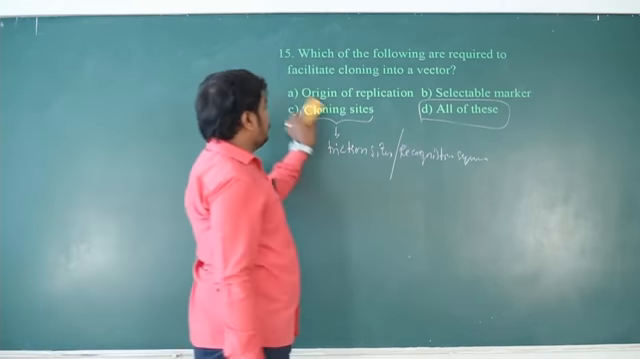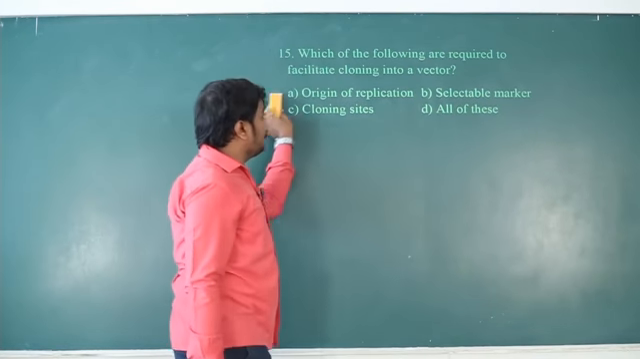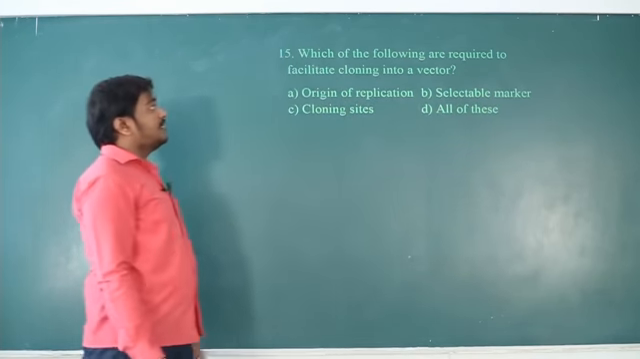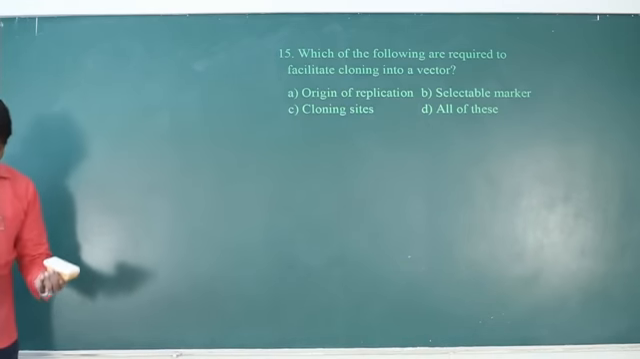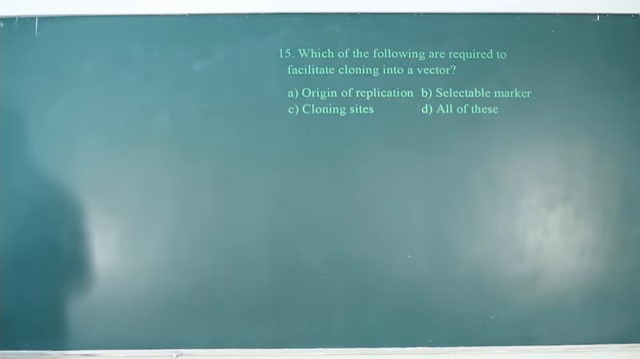Okay, so this is regarding the plasmid as a vector. So plasmids should have all these properties. Okay, so next, move on to the next question.